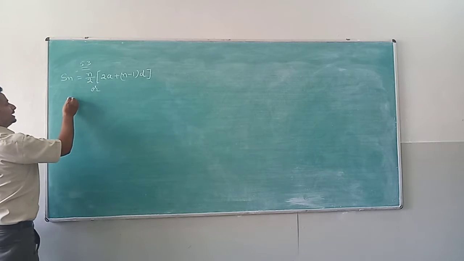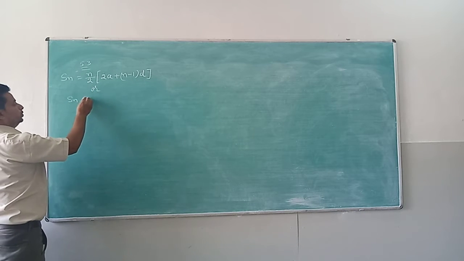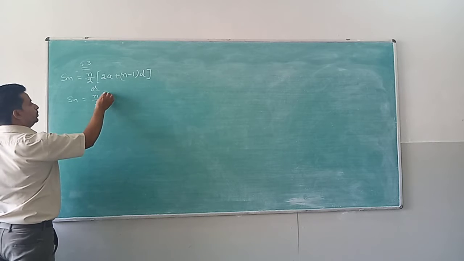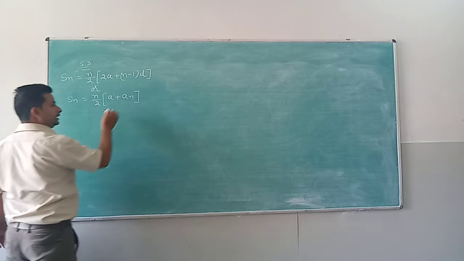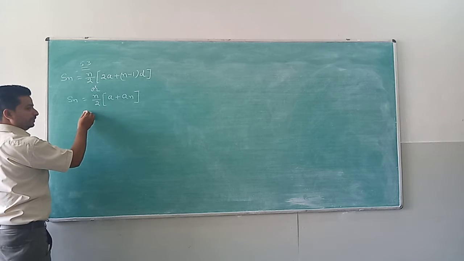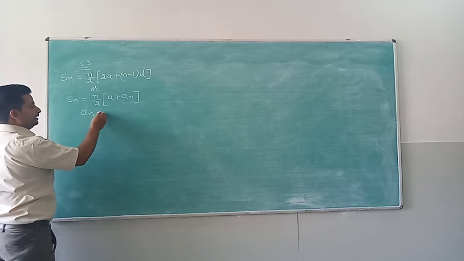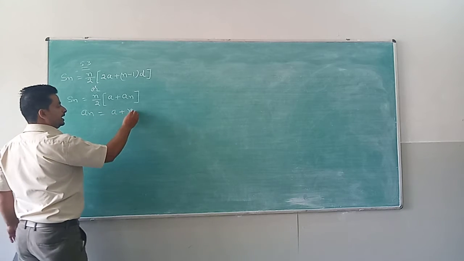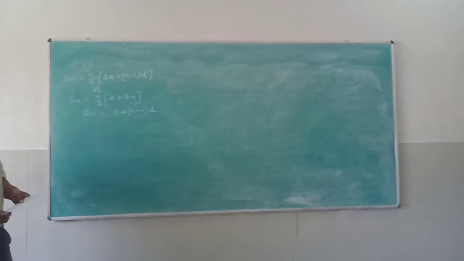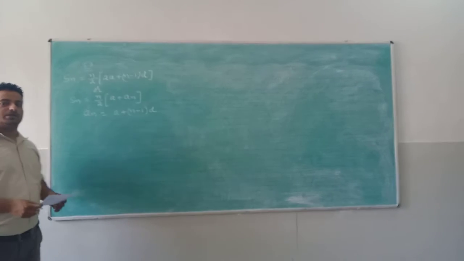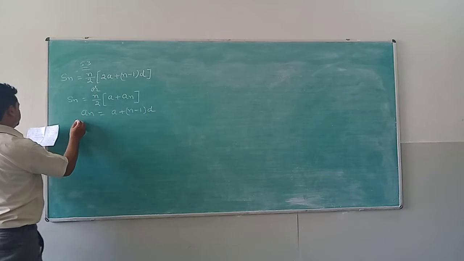If we have the last term given, then the sum is n upon 2 into a plus an. In this, an is the last term. For an, it is a plus n minus 1 into d. So a is the first term and d is the common difference.